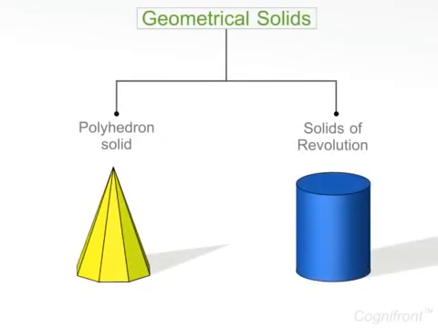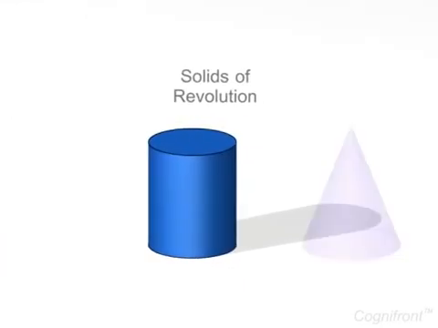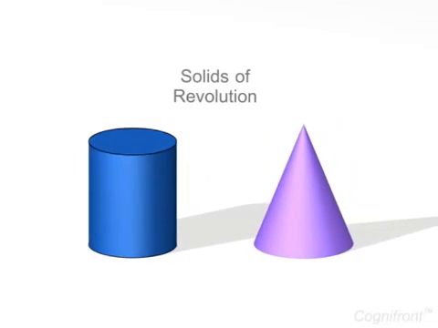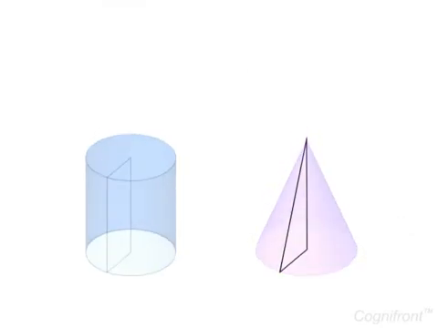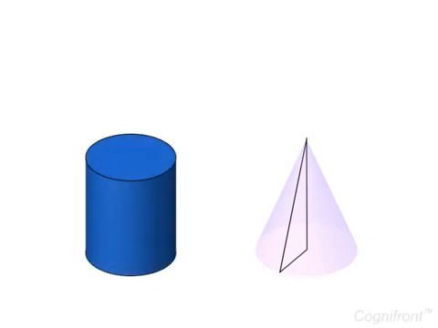The other category is solids of revolution, which are generated by revolving 2D planar figures like a rectangle or right-angled triangle about its sides. Most common forms used in engineering drawings are cylinders and cones.